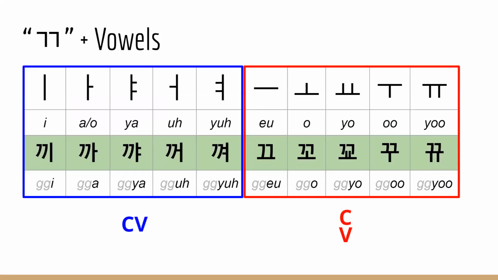This is what it looks like if you put this consonant together with the vowels we've learned. Youngwoo, could you read these out for us? 끼, 까, 꺄, 꺼, 껴, 끄, 꼬, 교, 구, and 규. Yes. They're once again 끼, 까, 꺄, 꺼, 껴, 끄, 꼬, 교, 구, and 규.